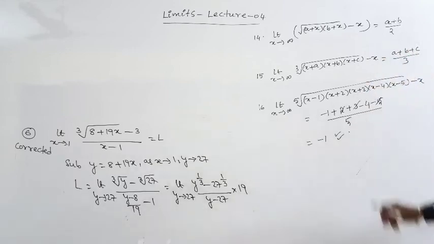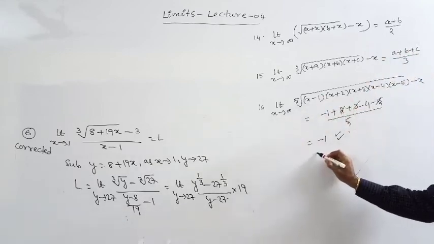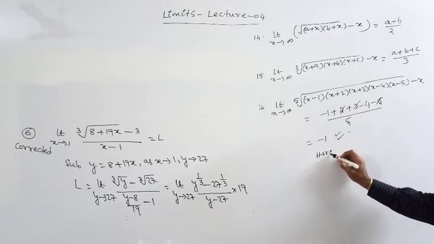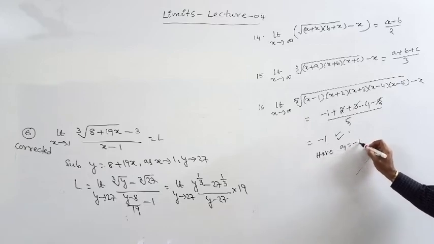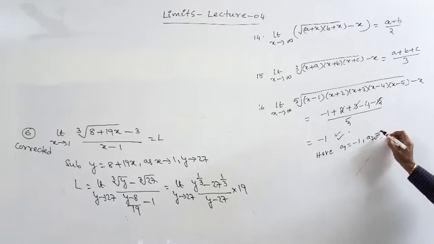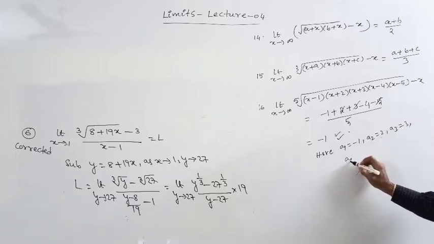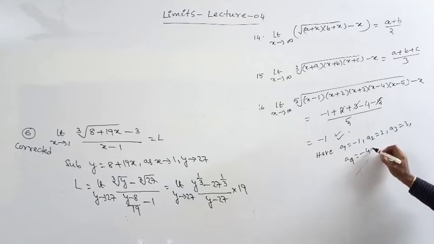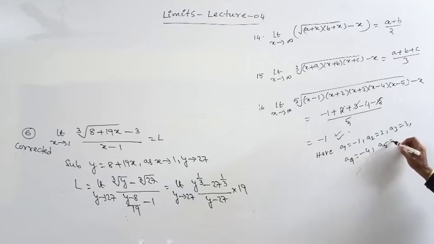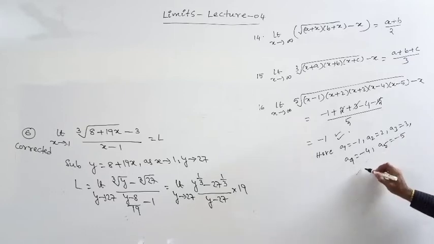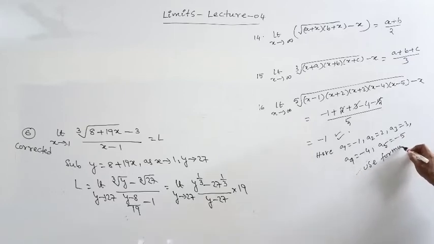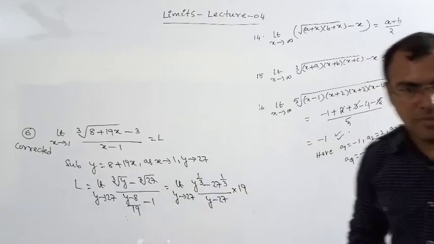Using the previous formula, here I will write a1 is minus 1, a2 is 2, a3 is 3, a4 is minus 4, a5 is minus 5. Use formula number 30. Formula 30. Write down.